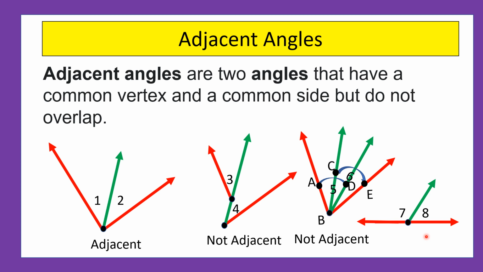We have the next number. We have angle 7 and angle 8. Angle 7 and angle 8 have a common side and a common vertex. So we can consider angle 7 and angle 8 as adjacent angles, and at the same time, the two angles are linear pairs.